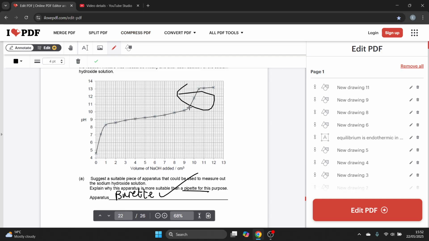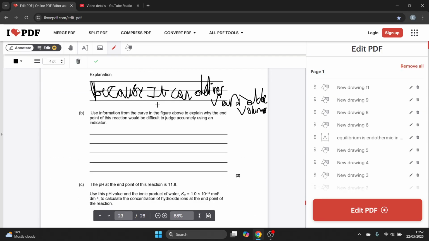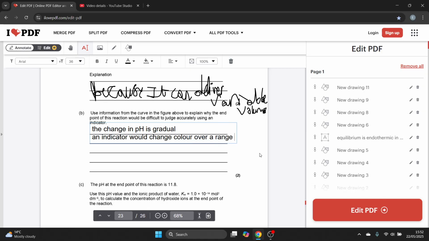Use information from the curve to explain why the endpoint would be difficult to judge using an indicator. The change in pH is gradual. The indicator would change color over a range of volumes.